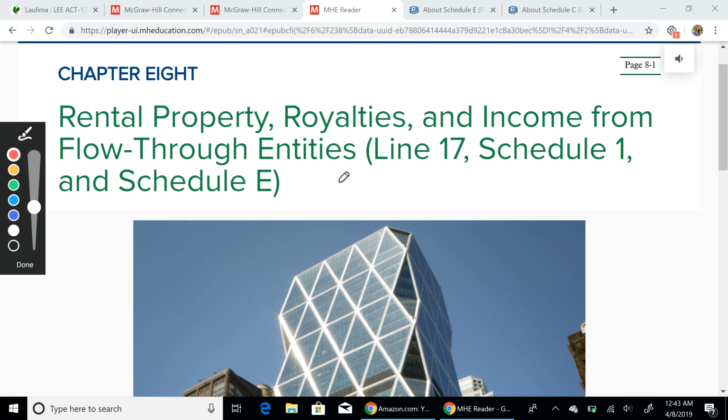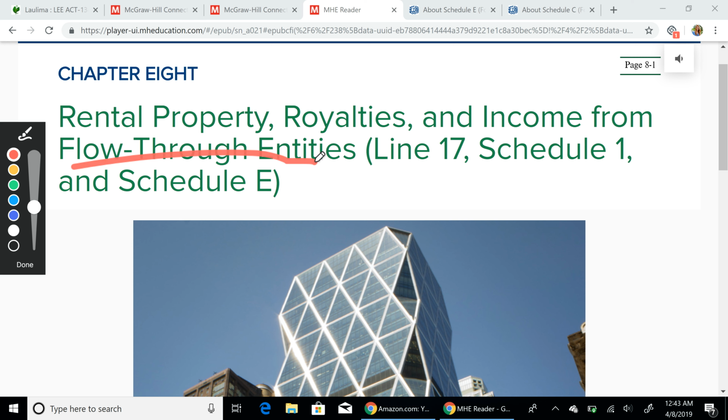A corporation is not. So you really learn about these flow-throughs in business tax, which if you're watching this video in individual tax, you'll learn more about flow-through entities in business tax. If you're in business tax and you're watching this video, you already have a background of this.